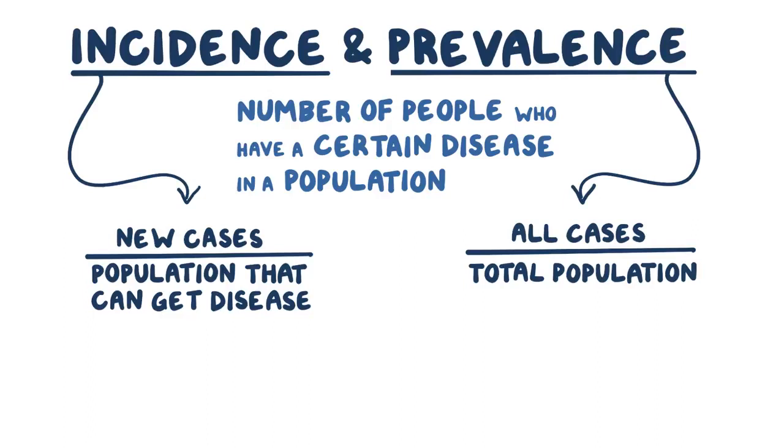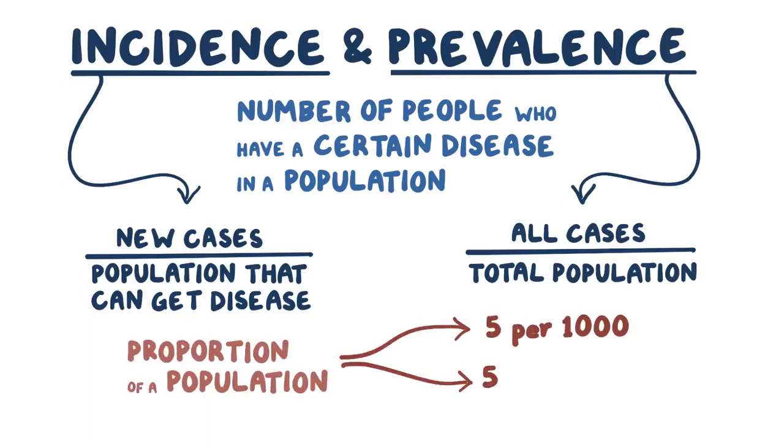Sometimes, incidence and prevalence are reported as a proportion of a population, like 5 per 1,000, or 5 per 100,000 if it's a rare disease. Let's use a quick analogy to show the relationship between incidence and prevalence.